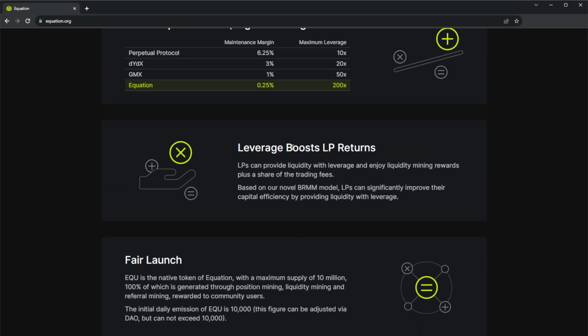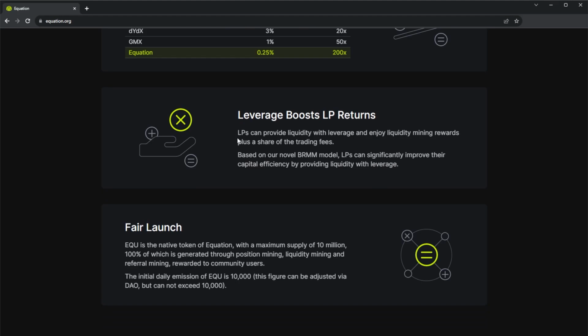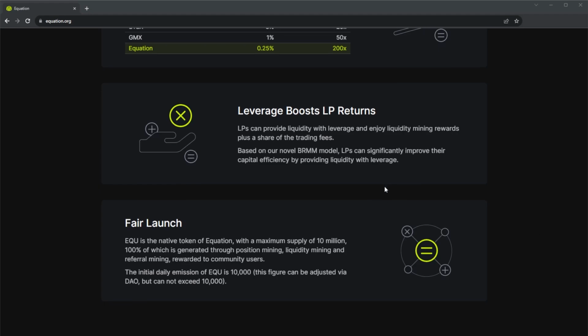Leverage boosts LP returns. LPs can provide liquidity with leverage and enjoy liquidity mining rewards plus a share of trading fees. Based on our novel BRMM model, LPs can significantly improve their capital efficiency by providing liquidity with leverage.